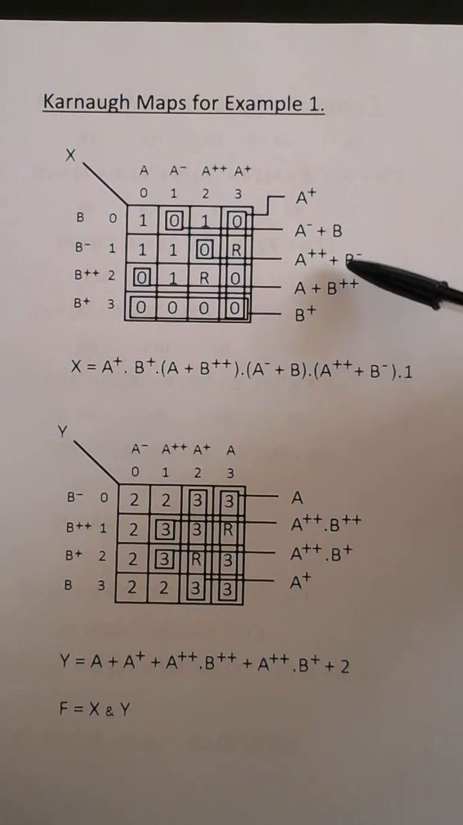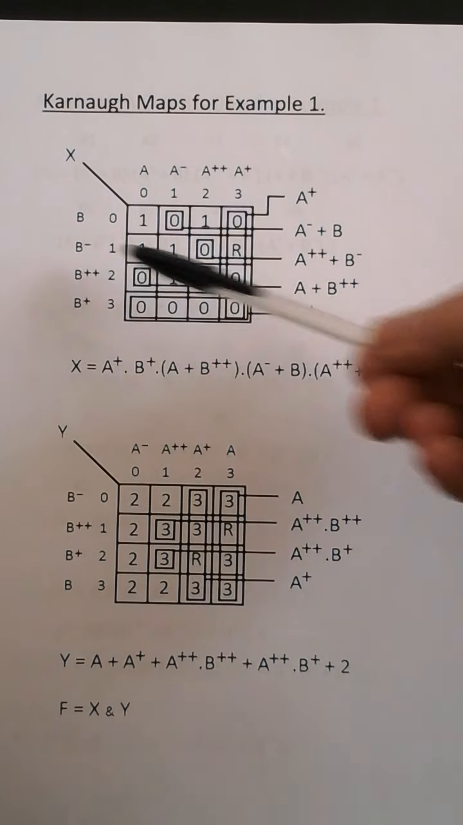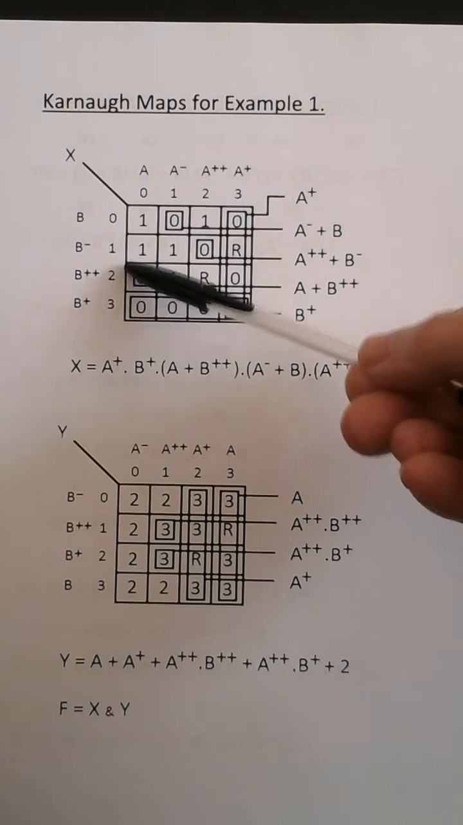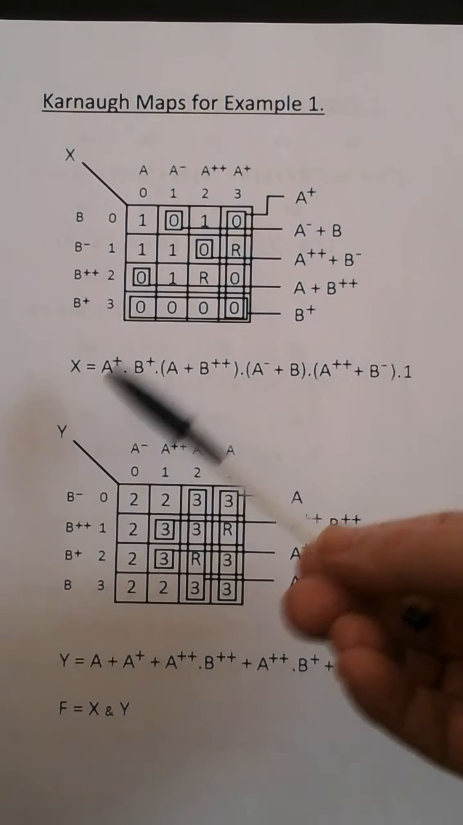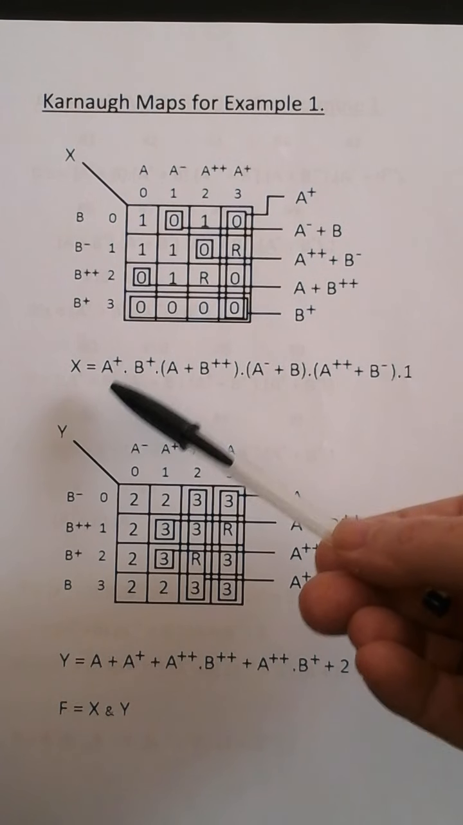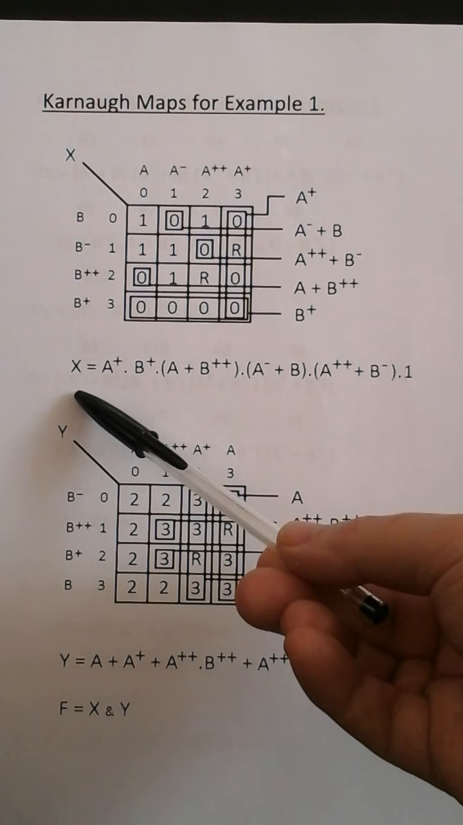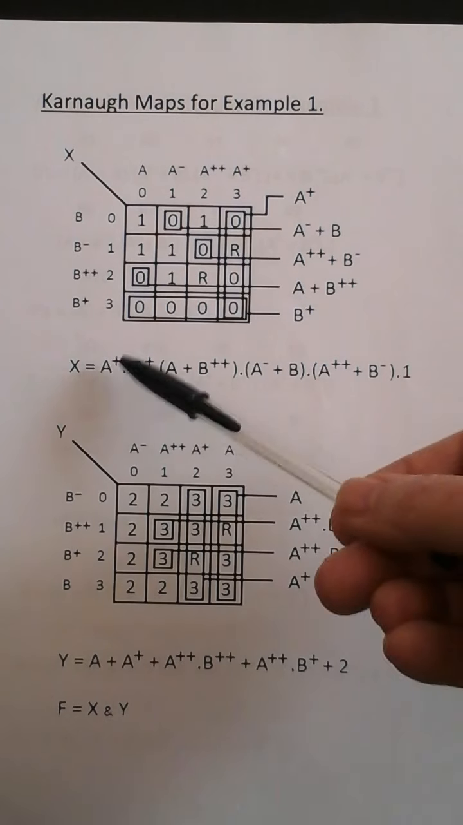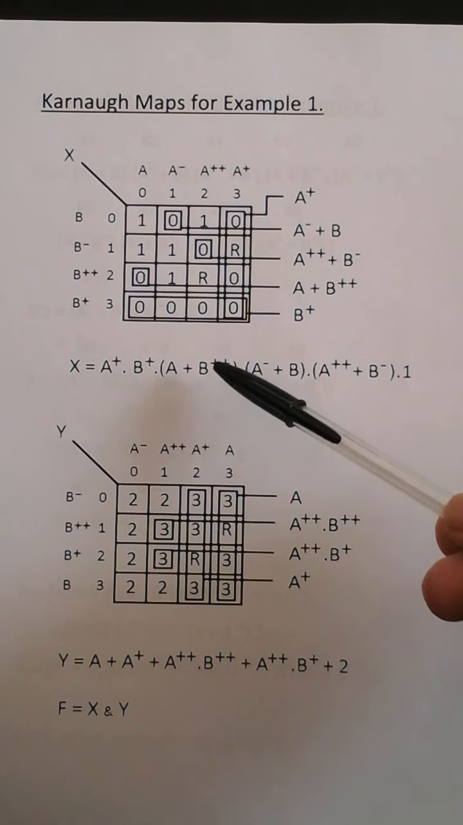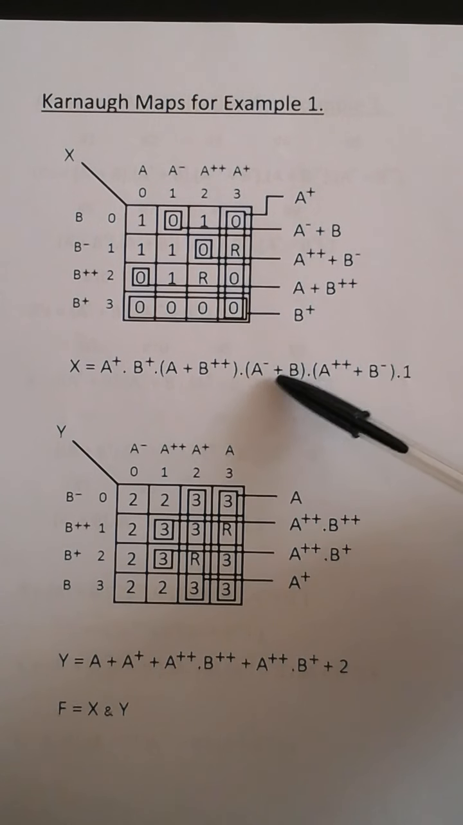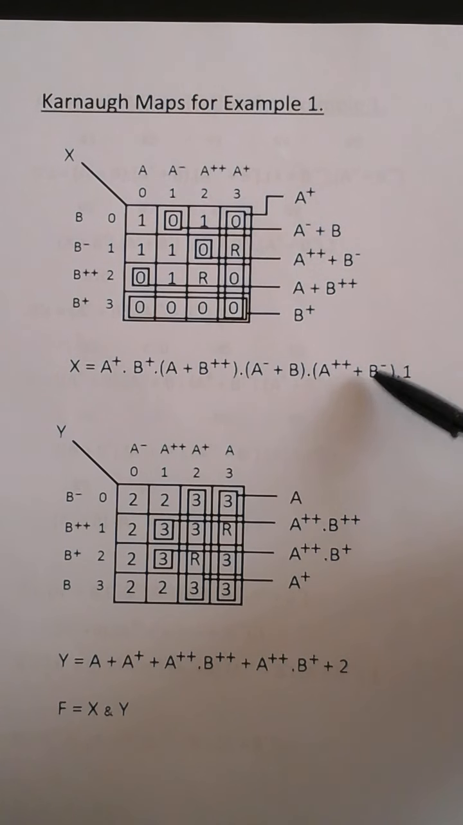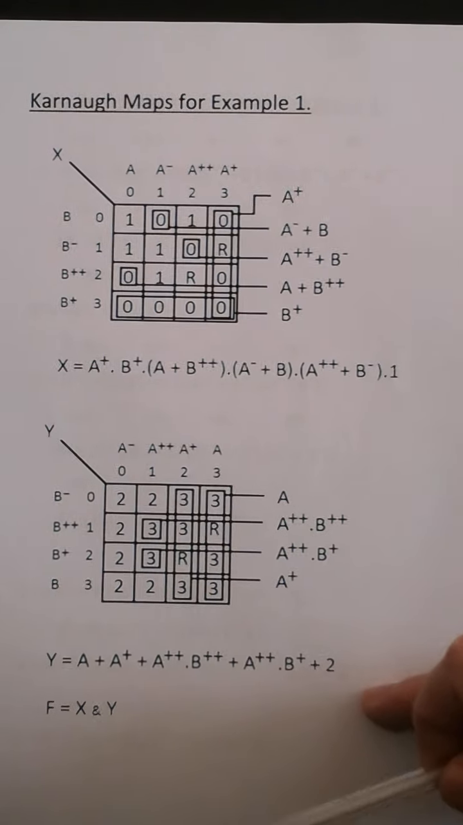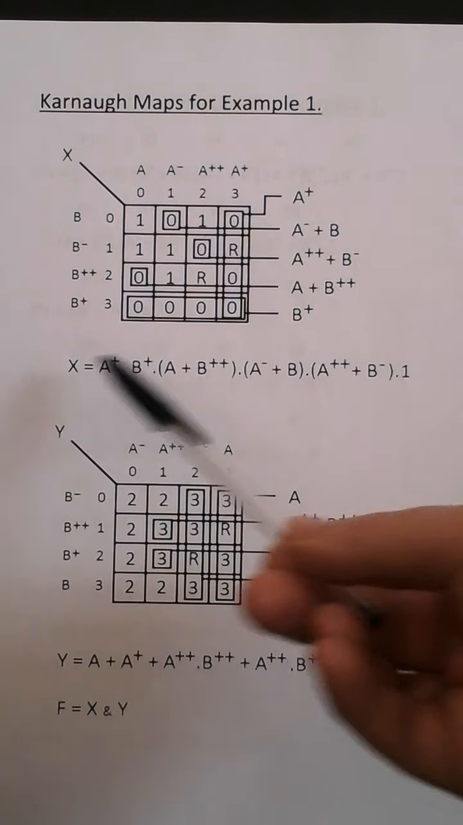This is A plus plus max B minus, A plus plus max B minus, A max B plus plus, A max B plus plus. So you connect all these terms together with the minimum function, and you get an expression for the function x. So that's A plus min B plus min A plus max B plus plus min A minus max B min A plus plus max B minus min 1. Quaternary logic 1. Right, that's for example, that's for function x.